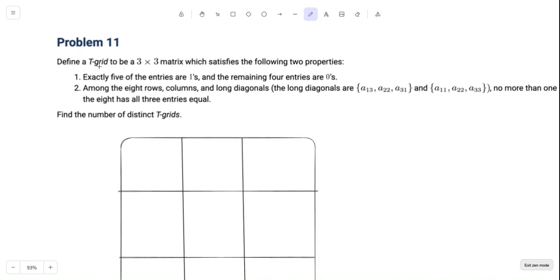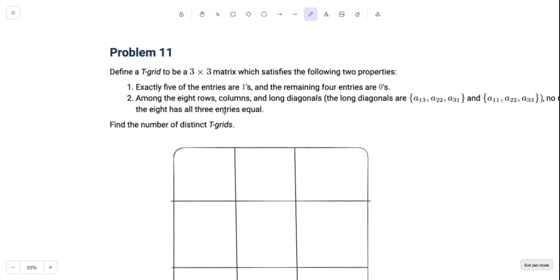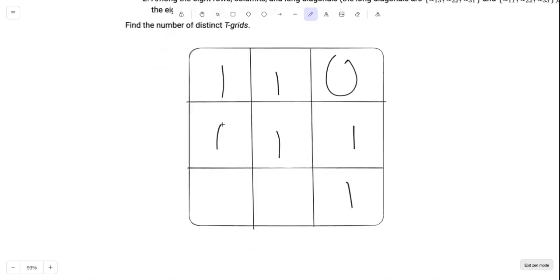Define a T-grid to be a 3x3 matrix satisfying these properties. This is a 3x3 matrix. Exactly 5 of the entries are 1s, so we have exactly 5 1s, and the rest 4 are 0s.